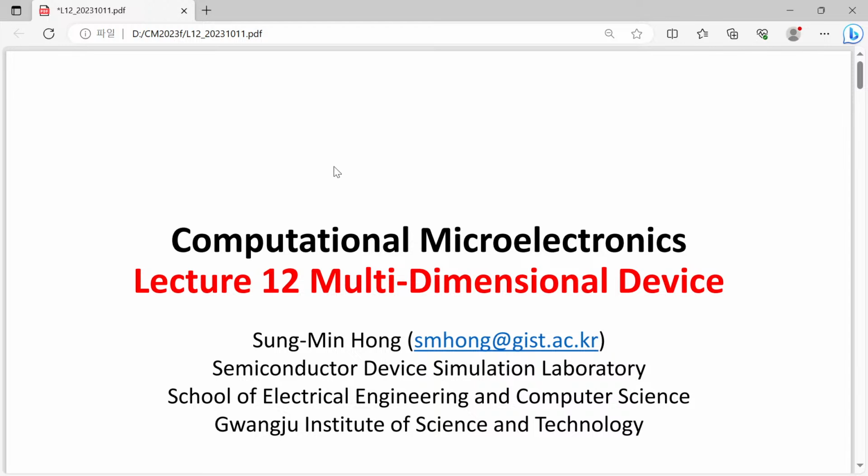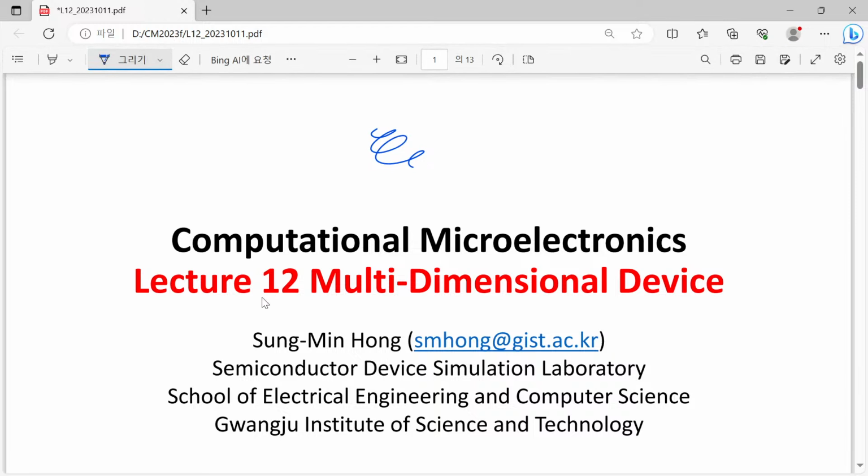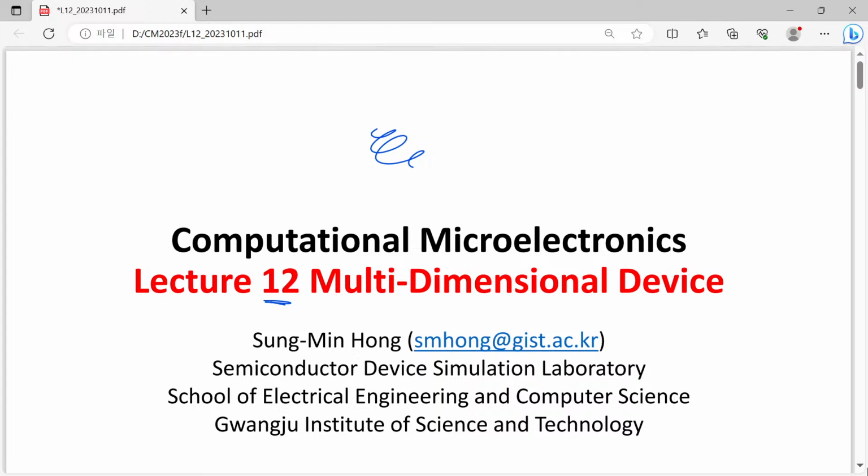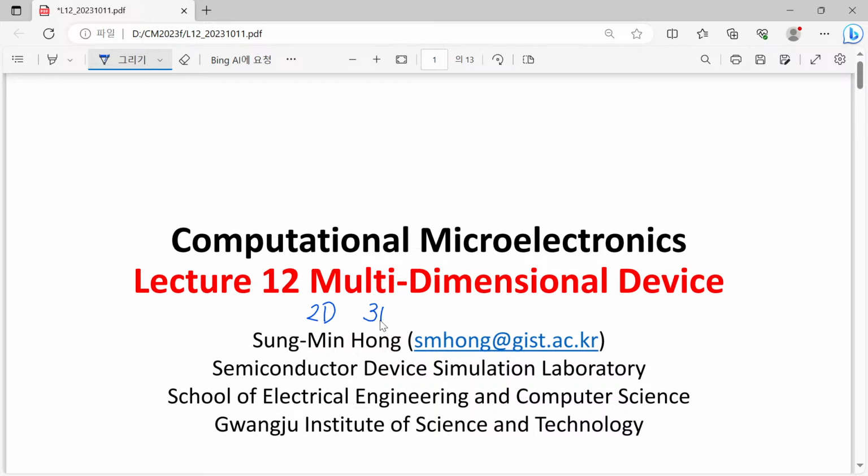Okay, so this lecture 12 is devoted to the discussion about multidimensional devices. Up to now we have thought about one-dimensional structure, but from today we will expand our discussion to multidimensional cases. Multidimensional here means two-dimensional or three-dimensional, and they can be treated in a unified manner.